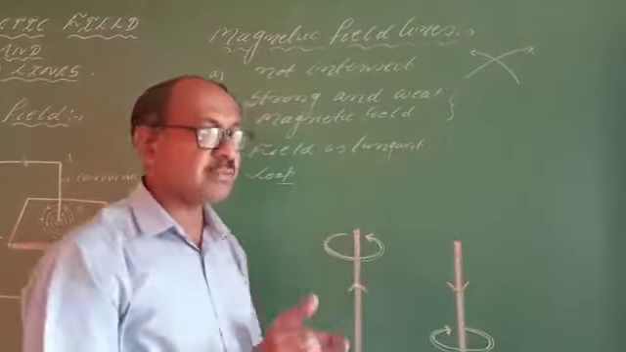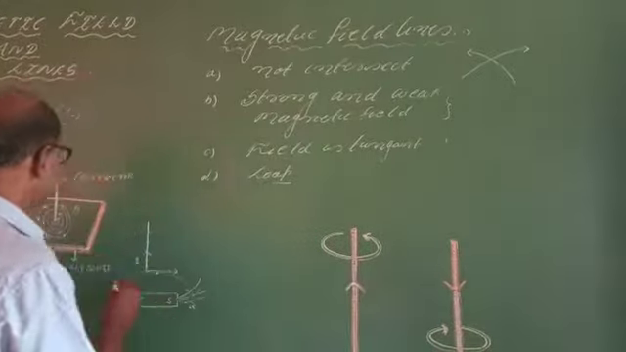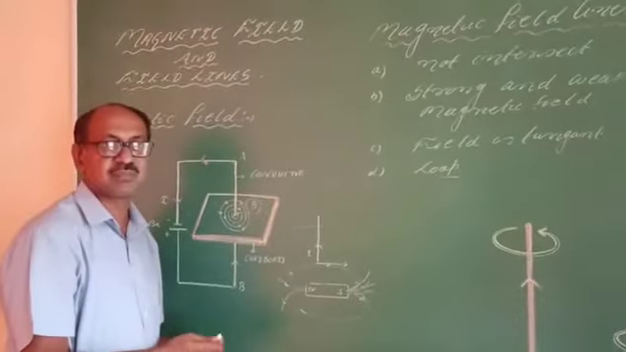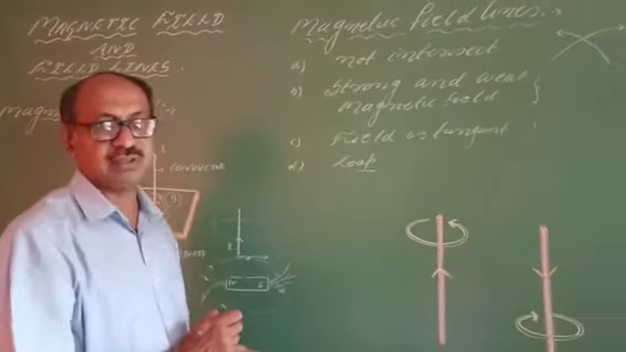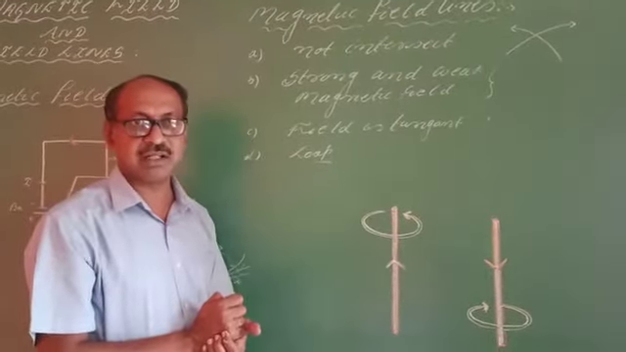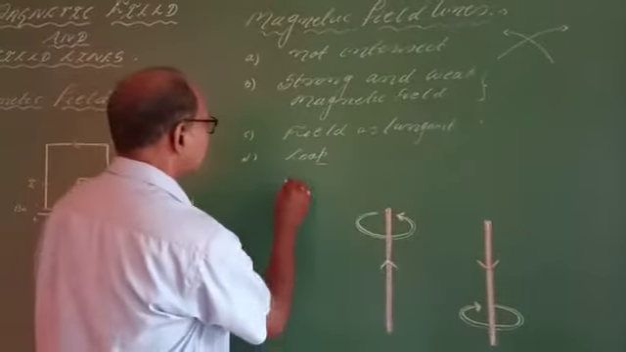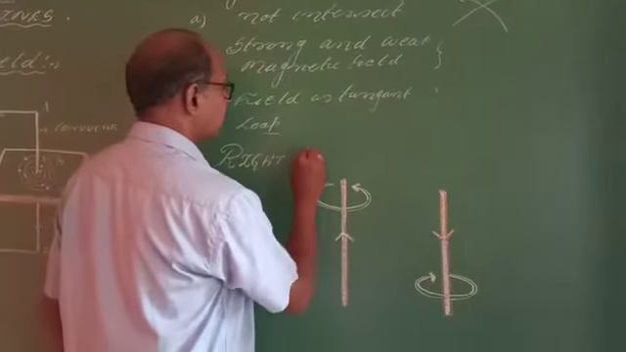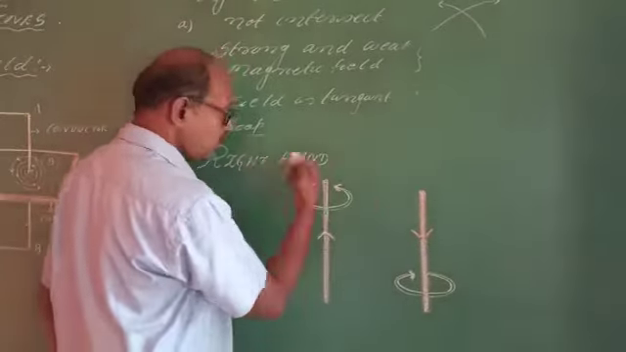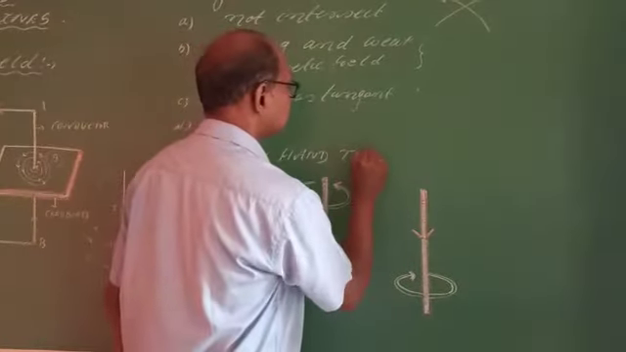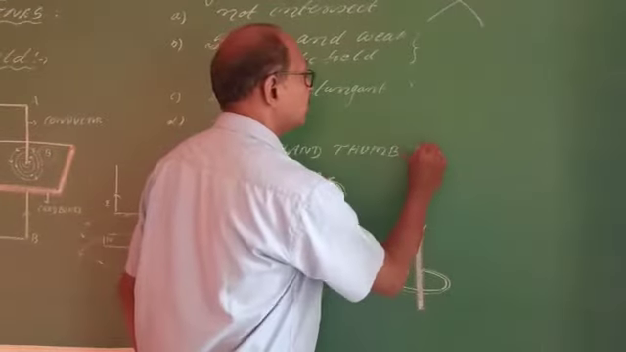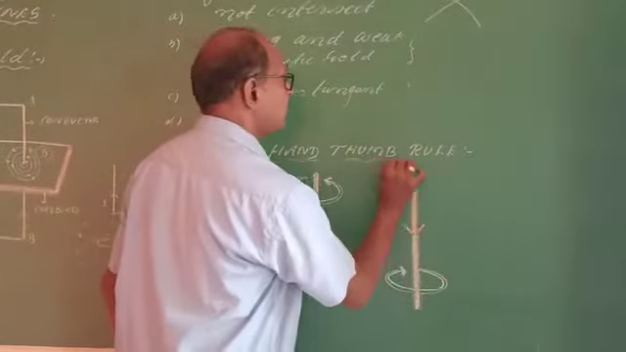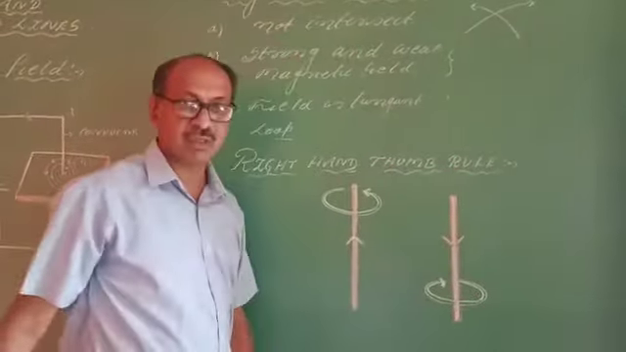Now, what is the direction of the magnetic field? Let us call the magnetic field B. What is the direction of this magnetic field? We have one rule to find the direction of the magnetic field, which is the right hand thumb rule.